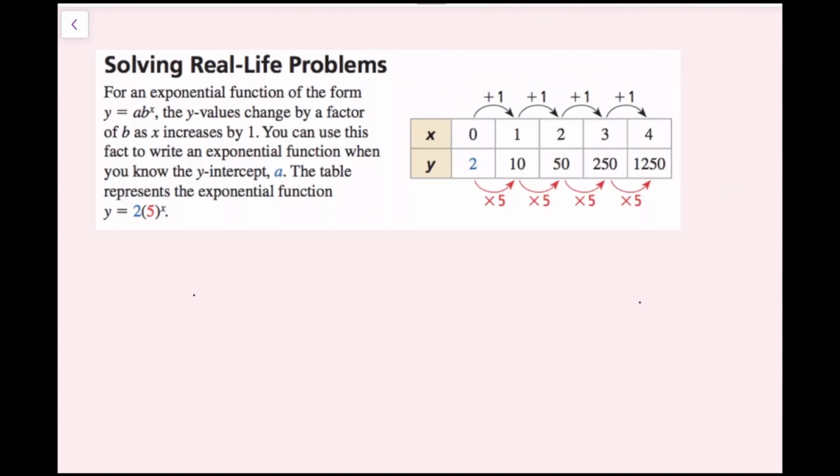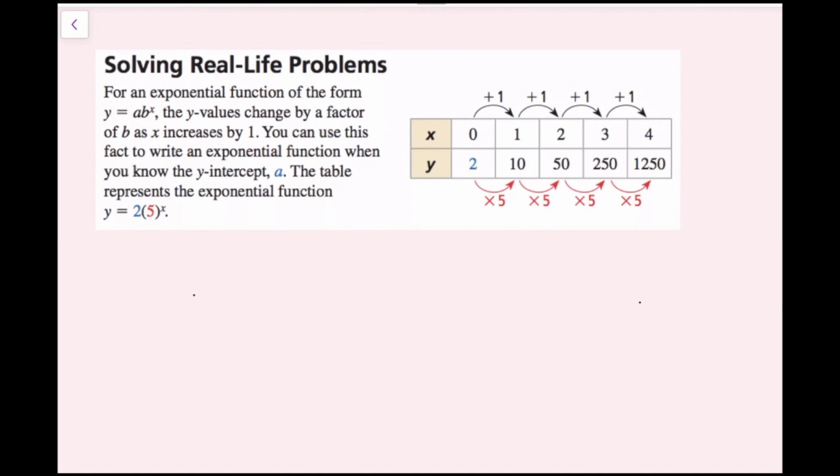For an exponential function of the form y equals a times b to the x, the y value changes by a factor of b as x increases by 1. You can use this fact to write an exponential function when you know the y-intercept a. The table represents the exponential function y equals 2 times quantity 5 to the power of x.